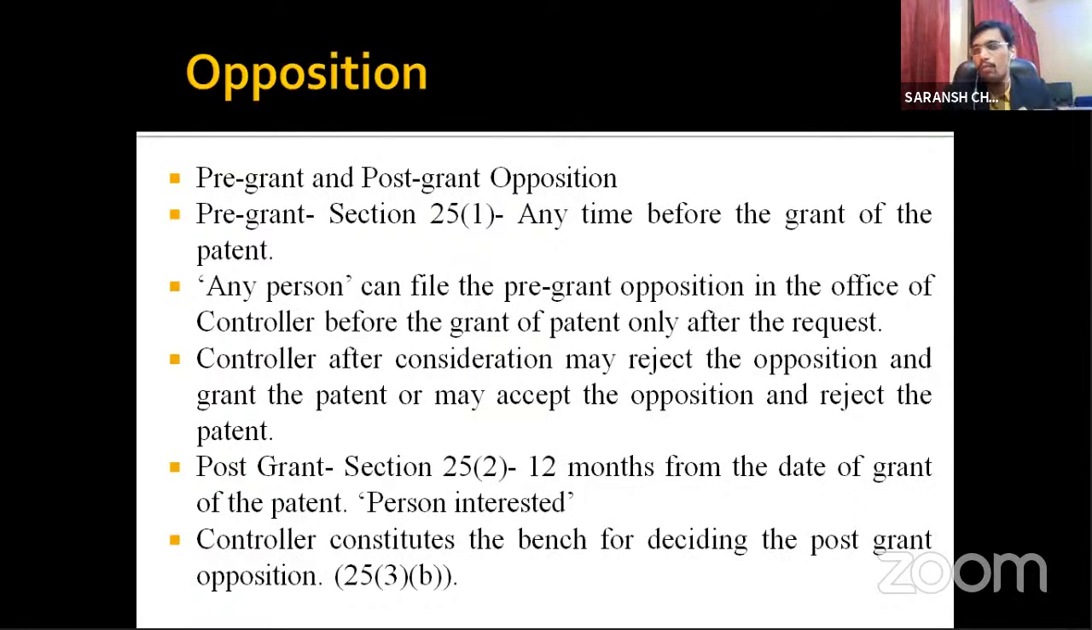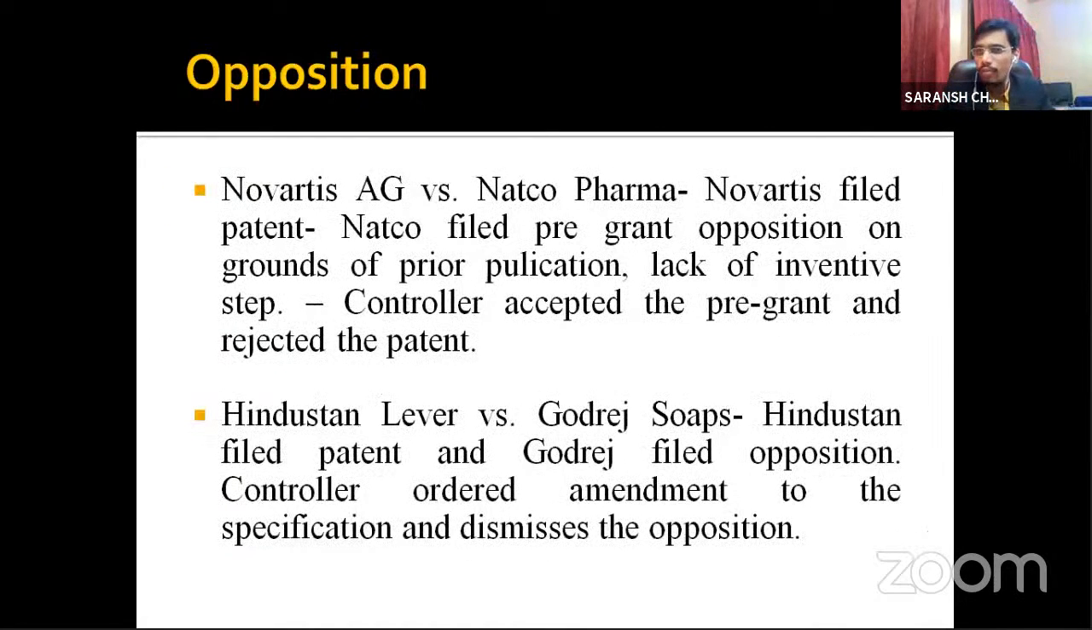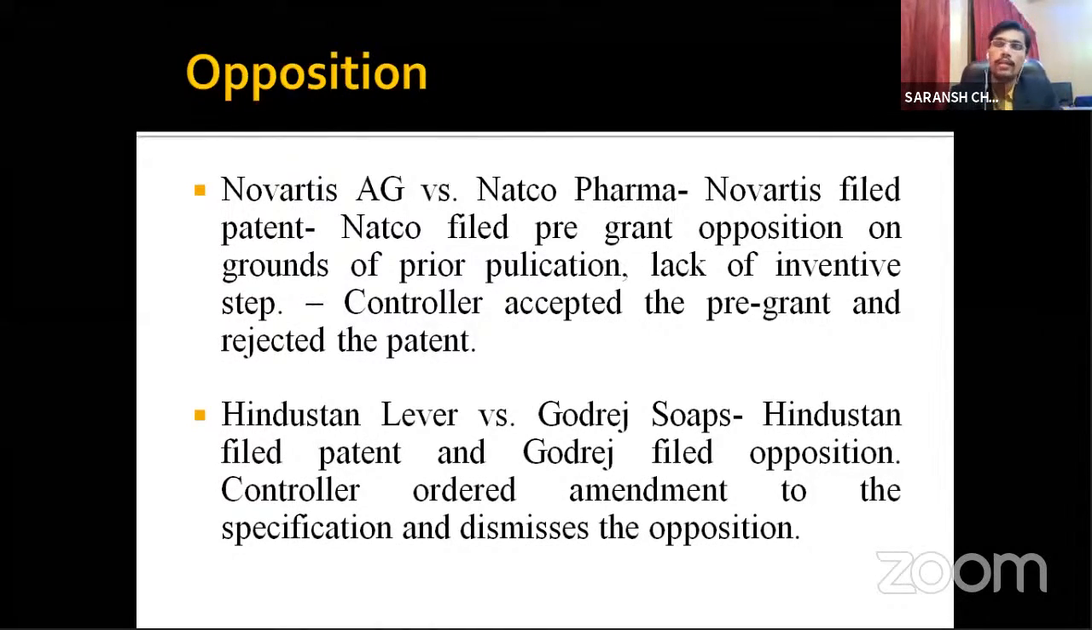So now, cutting further, what are the remedies when your pre-grant opposition is cancelled or accepted? Before that, two cases: Novartis AG and Adco Pharma. These two cases are an example of why pre-grant is an important part of patents, because in these, pre-grant was successful. Novartis filed a patent, Adco filed a pre-grant opposition on grounds of prior publication and lack of inventive step, and the controller accepted the pre-grant. Pre-grant oppositions are mostly successful because even before the patent is granted, you have the right to oppose it. And in Hindustan Lever, Hindustan filed a patent application, Godrej filed an opposition, and the controller, through the pre-grant opposition, ordered amendment to the specification. This is the importance of a pre-grant opposition.